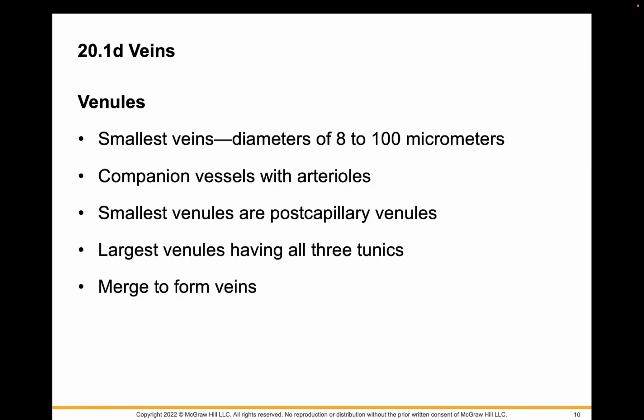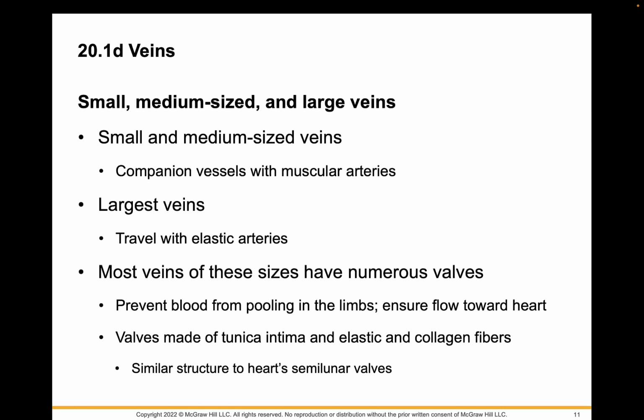Now, that moves us back into veins. And the smallest of veins are venules. And so we want to think of them as comparable to arterioles. And the smallest venules are going to be those post-capillary venules. And so they are the largest of the venules that actually have all three tunics, and they're going to merge to actually form veins. Now, veins can be small, medium-sized, and large.